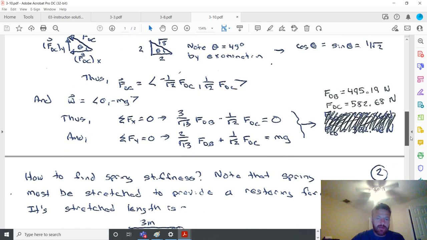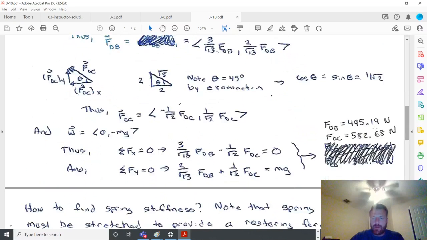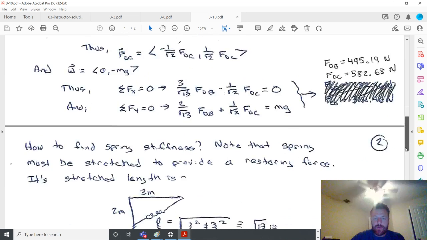So you can solve this system of equations however you want. You can solve it by substitution. You can solve it by elimination. You can try your hand at the matrix vector techniques that I showed you in the last video, or Cramer's rule. But however you do it, you should determine that the force exerted by the component from D to B, which if you remember is your spring, has a magnitude of 495.19 newtons, carrying a little bit of precision to not introduce any rounding errors. And FDC has a magnitude of 582.68 newtons.